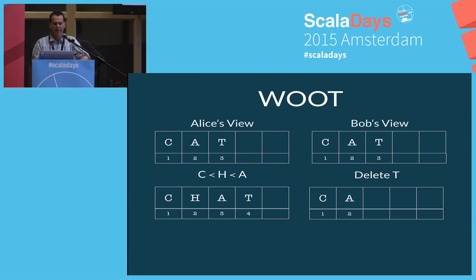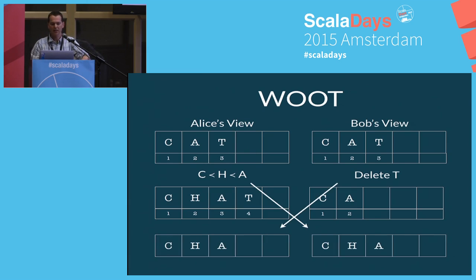But these are the same edits, but when we exchange them, we get a consistent result. And the reason is that Bob has a C and an A in his buffer, and he receives the message, put an H between C and an A, and he can do that. Likewise, Alice receives the message, delete a T. She has a T. It can get deleted. That's the gist of the algorithm, what happens.